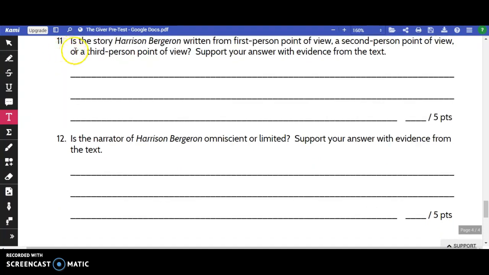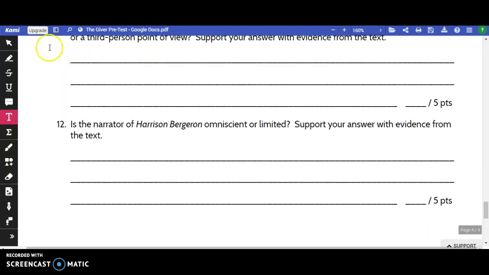Question 11. Is the story Harrison Bergeron written from first-person point of view, a second-person point of view, or a third-person point of view? Support your answer with evidence from the text. And question 12. Is the narrator of Harrison Bergeron omniscient or limited? Support your answer with evidence from the text.